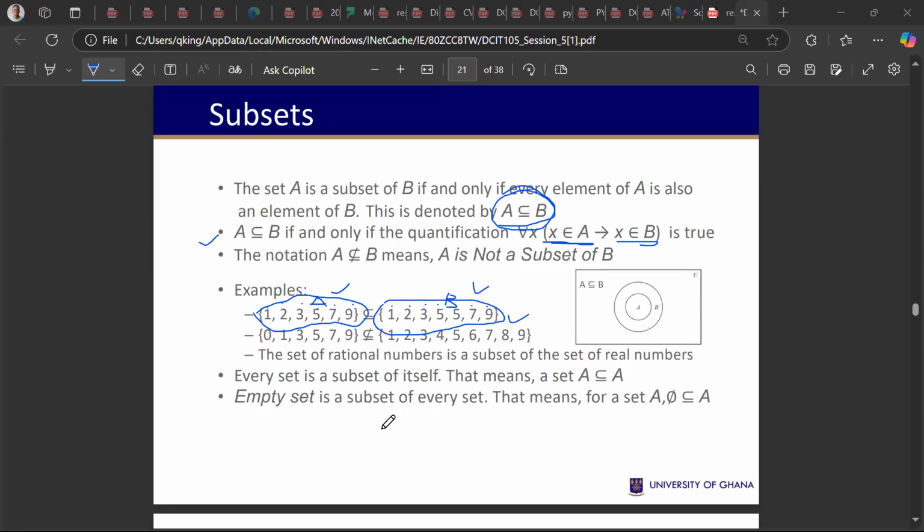A is a subset of B if every element of A is also an element of B. And so what we are implying is that for every element X in A, X is also in B. And so what is this empty set that we are looking at here? The empty set, which is denoted as this, is a set that contains no element at all. No element at all.